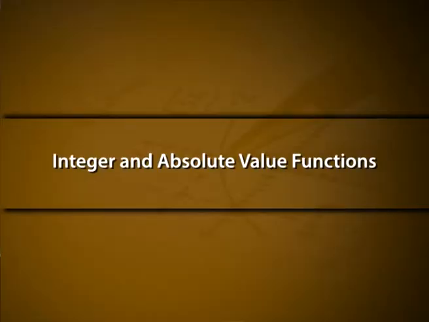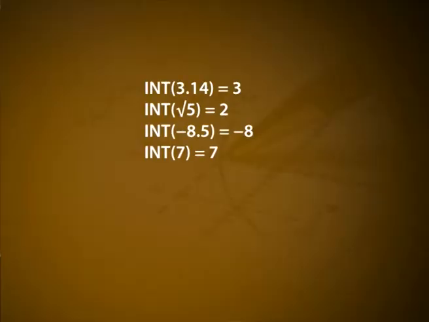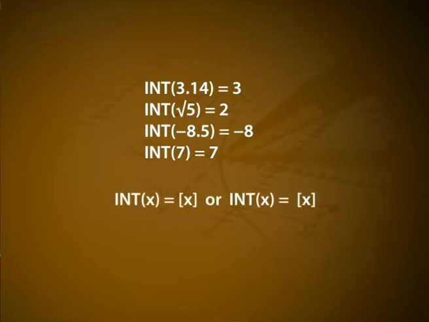Next one is the integer and absolute value functions. Let x be any real number. The integer value of x, written as int of x, converts x into an integer by deleting or truncating the fractional part of the number. Thus, integer value of 3.14 is 3, integer value of root 5 is 2, integer value of minus 8.5 is minus 8 and integer value of 7 is 7. Observe that integer value of x is floor of x or ceiling of x according to whether x is positive or negative.